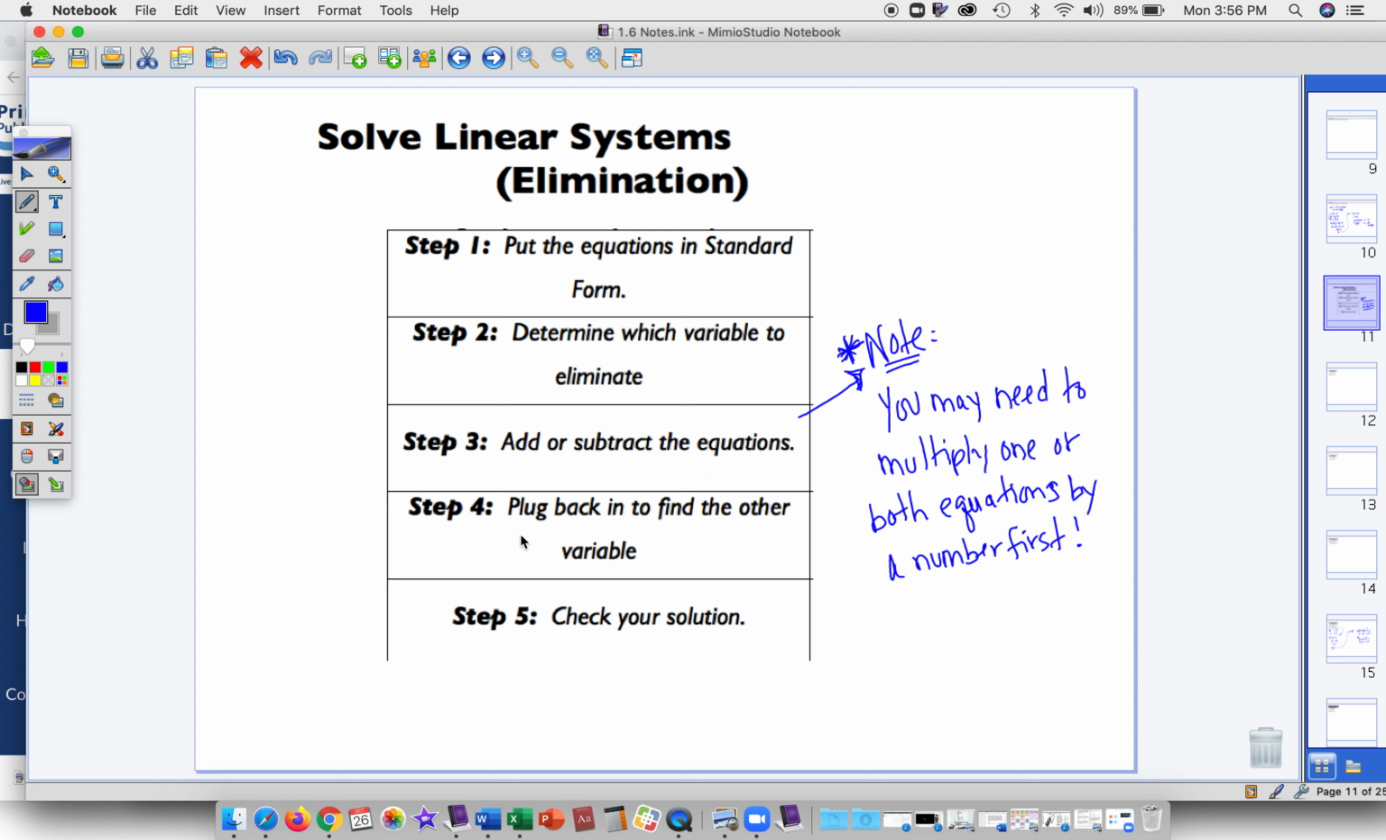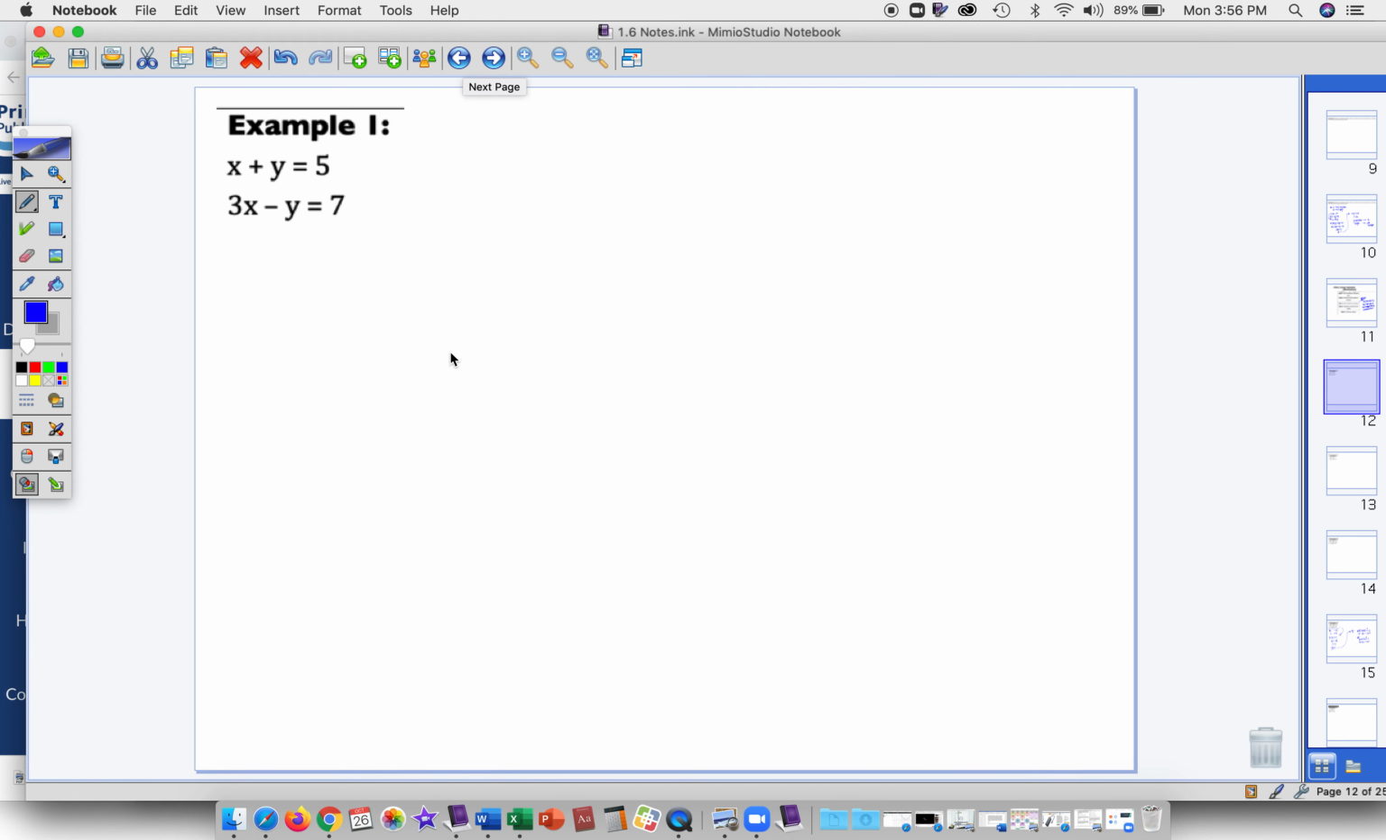Once we've solved for one variable, we do the same thing we did with the other method and we plug back in to figure out what the other variable equals. And then lastly, we always check our solutions. So let's get started. Here's example 1.